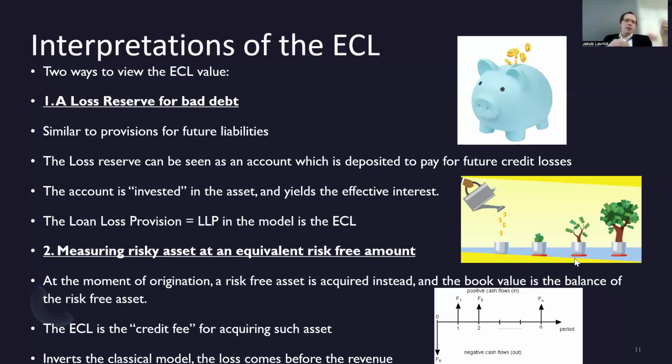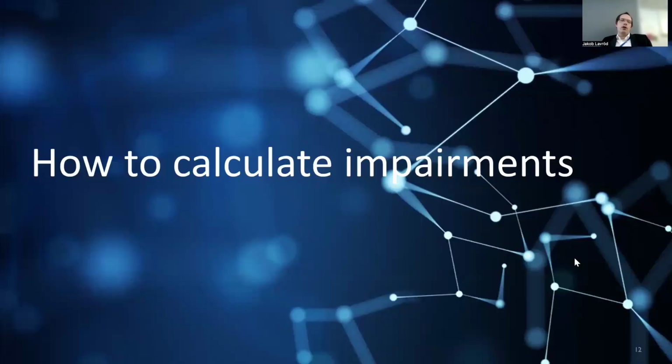And this also inverts the classical model a little bit. In the incurred model, you would first get all the income. If you think about it, you would get all the interest income, the customer would stop paying you, and now you would take the losses. In a forward-looking model, you reverse it a little bit, because you take an upfront loss, and then you get the income afterwards. So you reverse this logic.